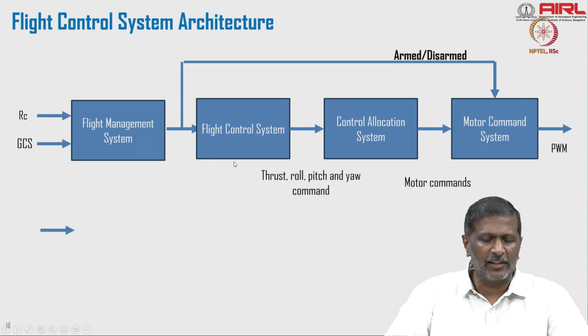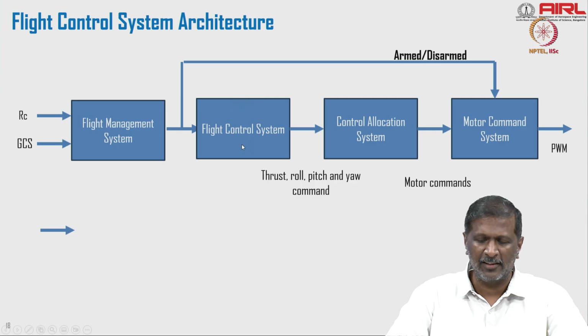Then comes your flight control system. It takes input from RC or input from GCS. The flight management system will tell you what mode in which you need to operate. Based on the modes of flight, the respective control architecture will be triggered, and that will be executed here. The gains for different modes of flight will be available here.